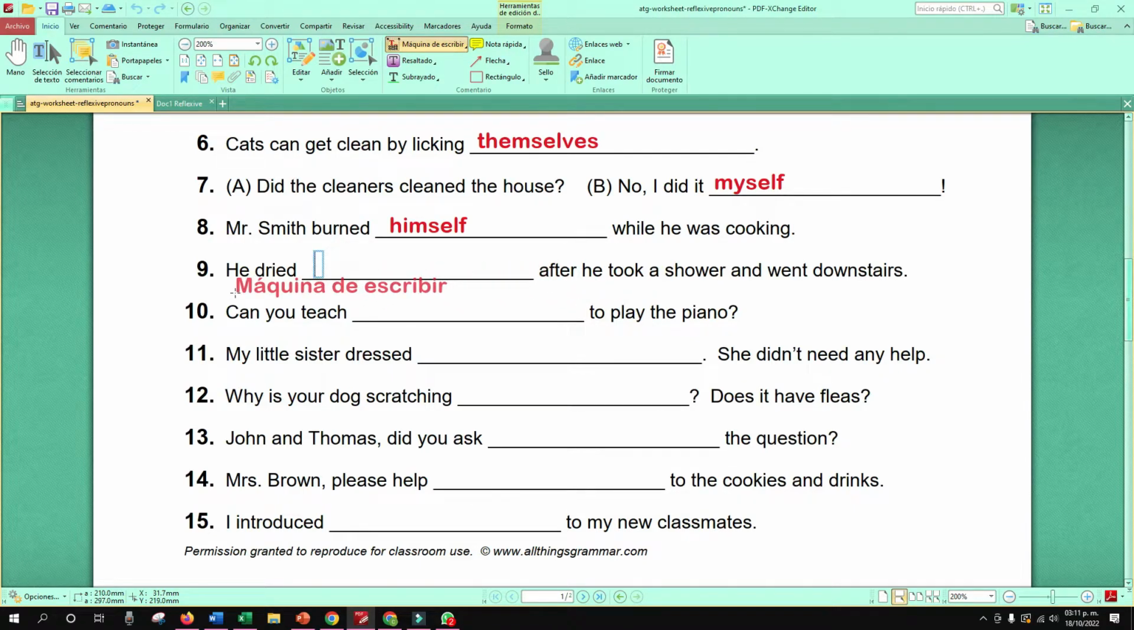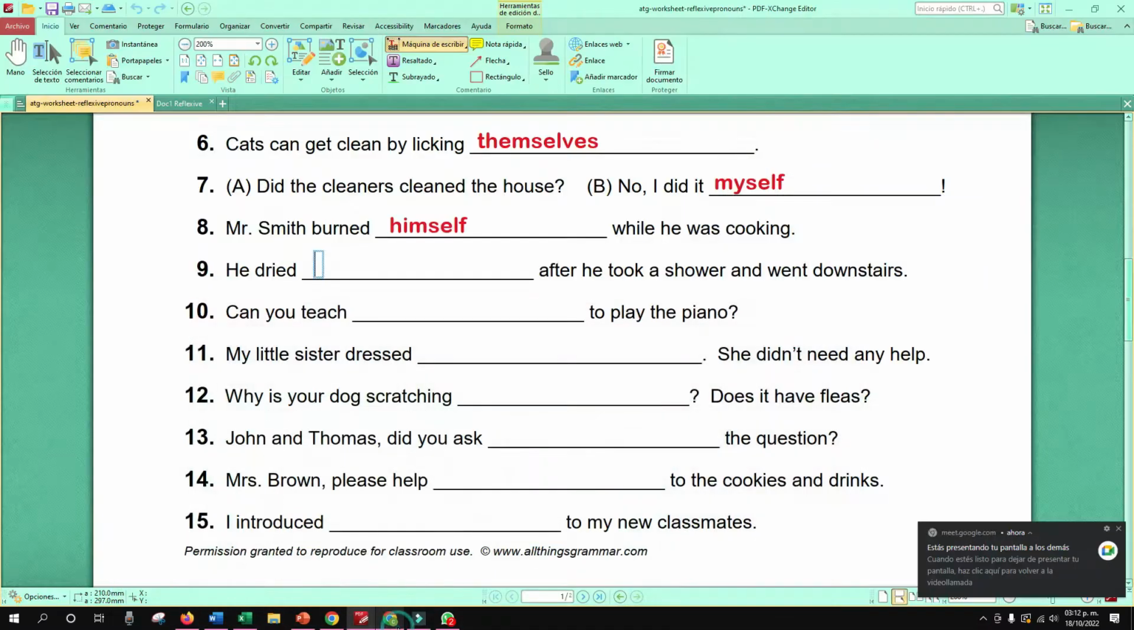He, again. Which will be the answer here? He dried. He? Abby. Himself. Himself. Como dijeron las compañeras. Okay, himself. Excellent. He dried himself after he took a shower and went downstairs. Thank you.